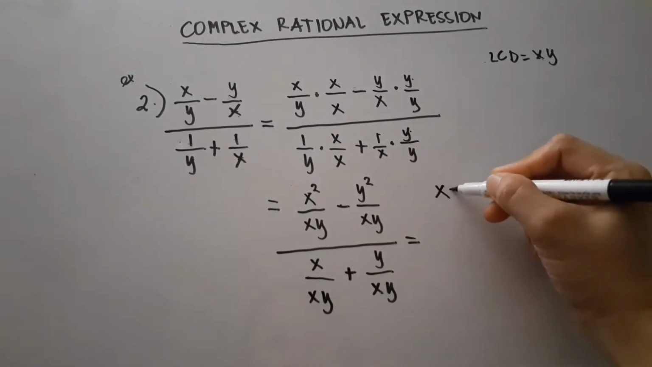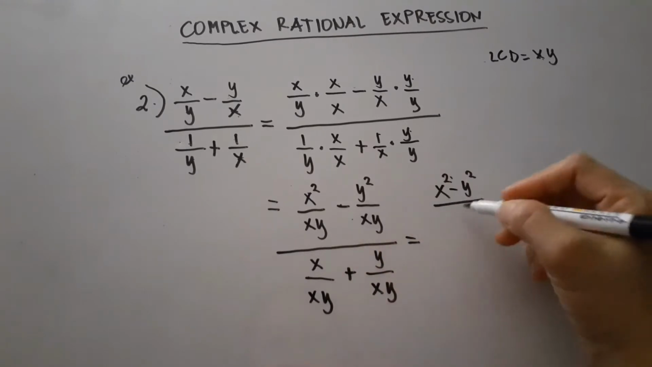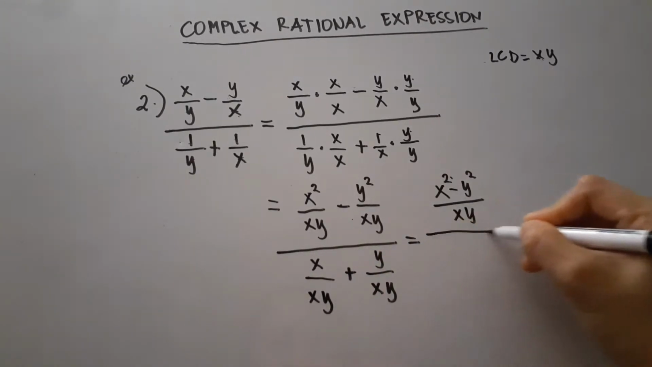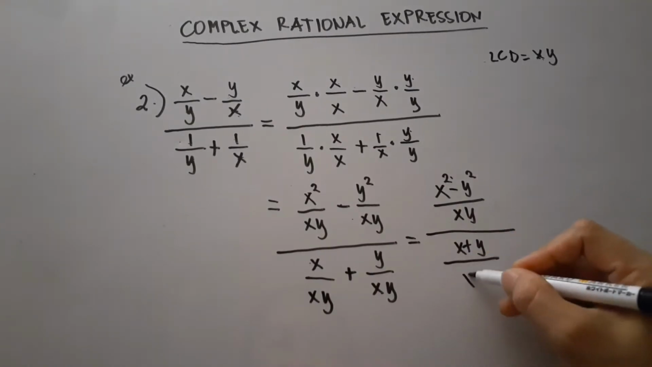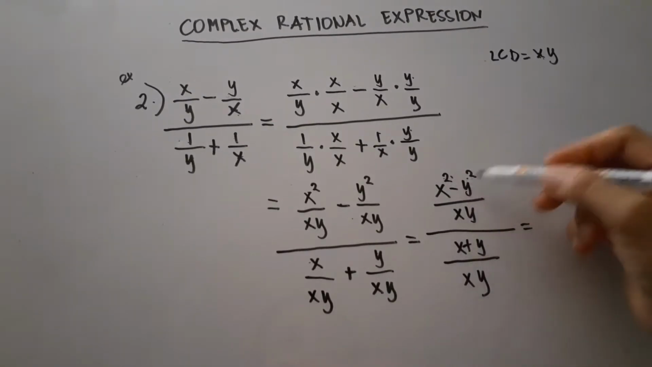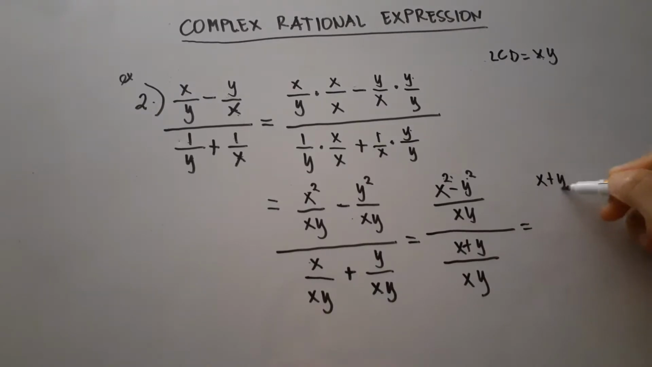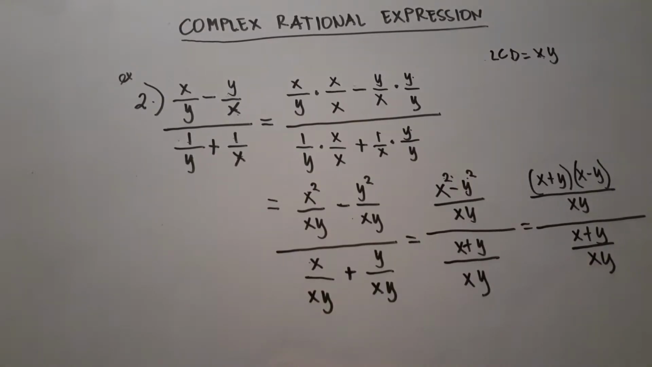And then we have (x² − y²) over xy, over (x + y) over xy. Next, we factor x² − y², so we can use the formula of the difference of squares. So we have (x + y)(x − y) over xy, over (x + y) over xy.